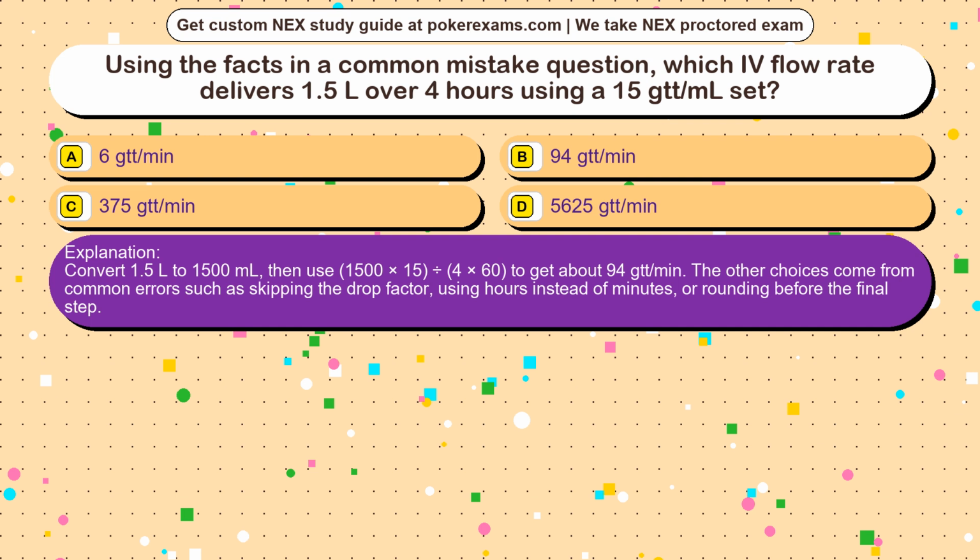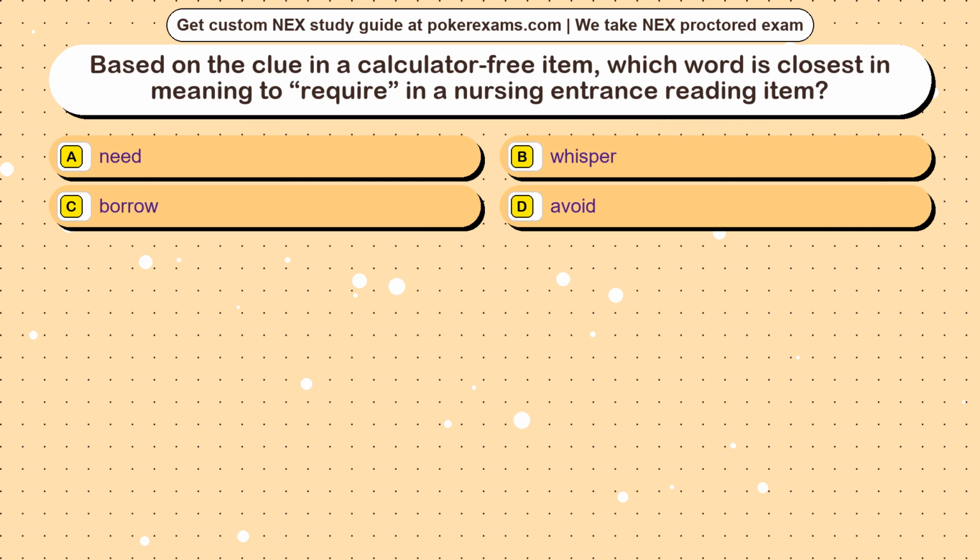Question 17. Based on the clue in a calculator-free item, which word is closest in meaning to require in a nursing entrance reading item? Option A, need. Option B, whisper. Option C, borrow. Option D, avoid.